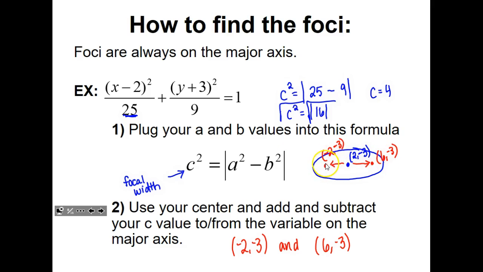Notice that because I was going in a horizontal direction, left and right, because this is a wide ellipse, the foci are always on the major axis or the longest part of the ellipse. I'm adding and subtracting that 4 that I found from the x coordinates. So I subtract 4 here to get -2. I add 4 here to get 6. We'll talk more about why we need to find the foci in class on Monday, but for right now, let's just be able to find it.